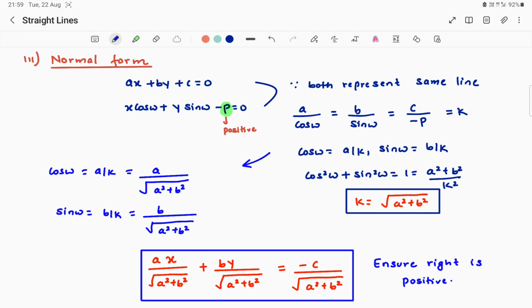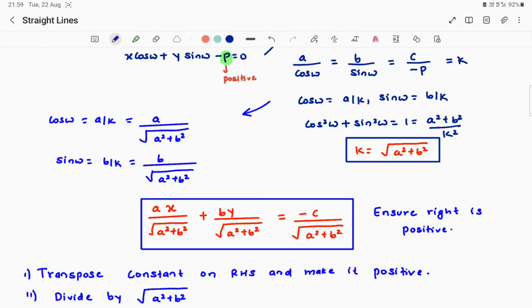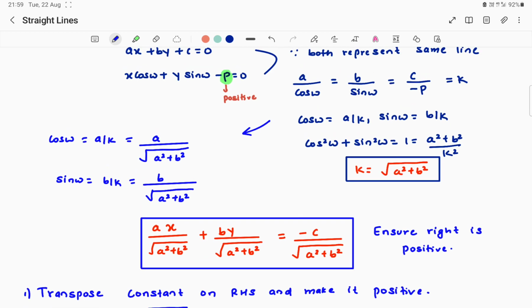So we got cos omega is a by k, which is a by root under a square plus b square, and sin omega is b by root under a square plus b square. Now what is the equation? In place of cos omega we can write a by root under a square plus b square, and in place of sin omega we can write b by root under a square plus b square. And in place of p, what can you write? You can see from here, if you equate this quantity, you get p is equal to minus c by k, and k is how much?